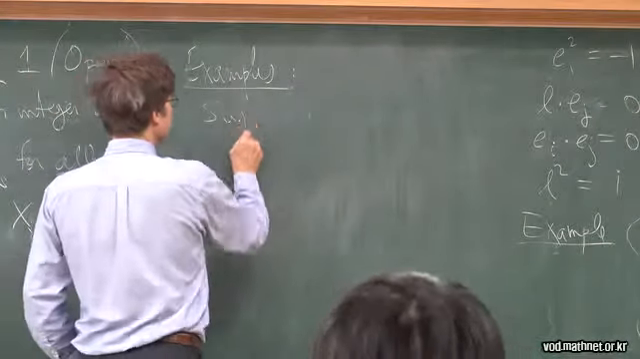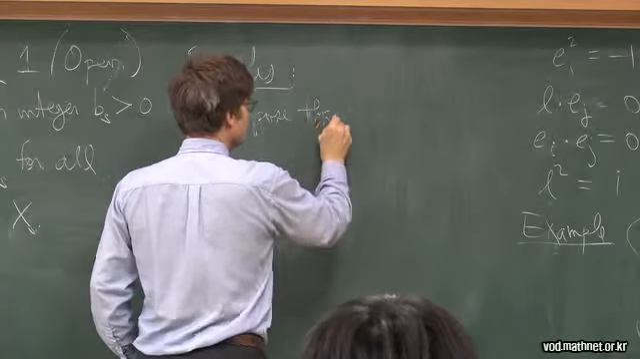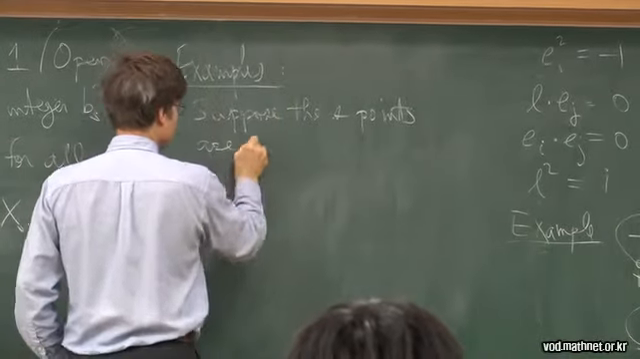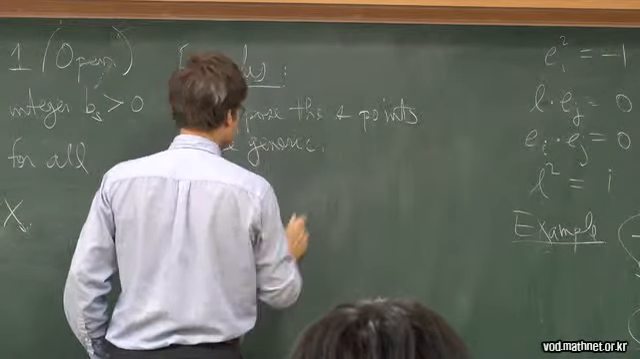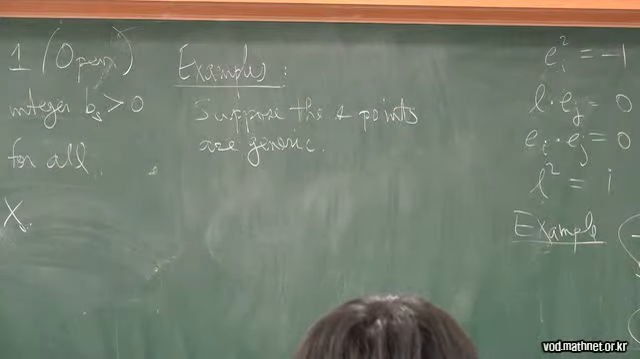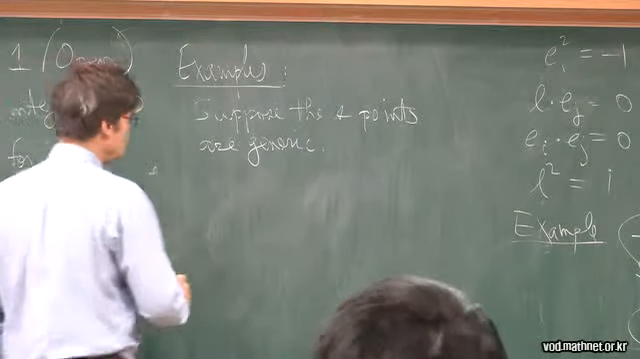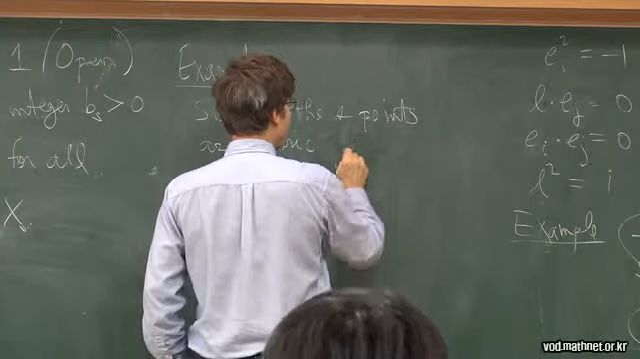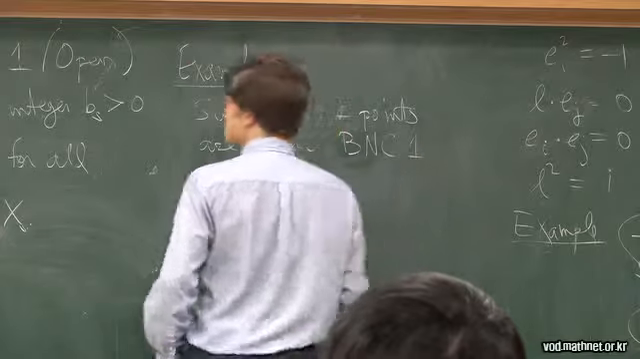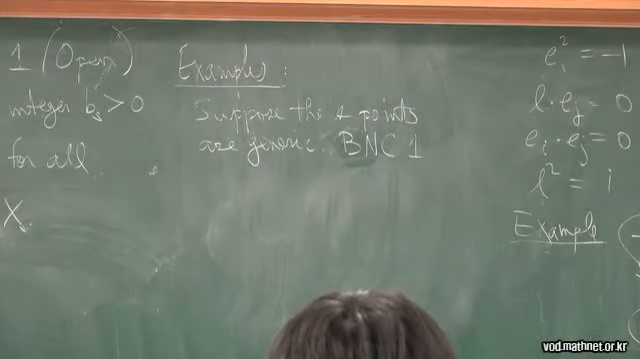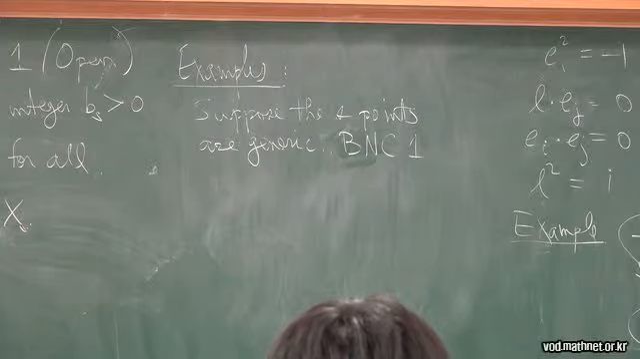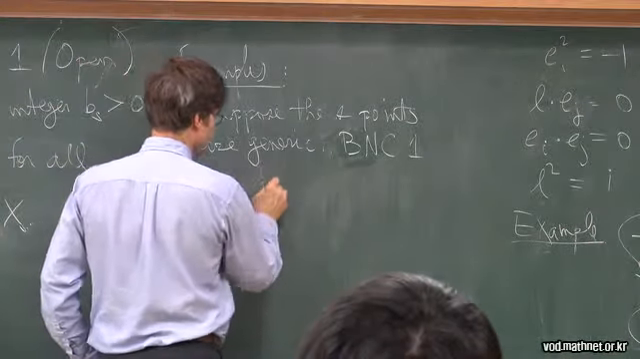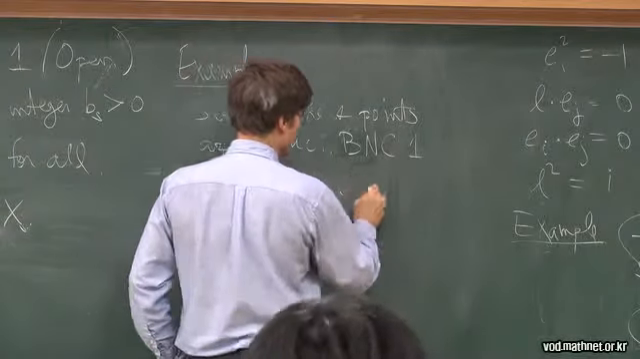Suppose the S points are generic. Well, it's an open question in that case, but there's a conjecture. The B and C is open. So I'll call this BNC, for bounded negativity conjecture. It's open, but there is a conjecture.